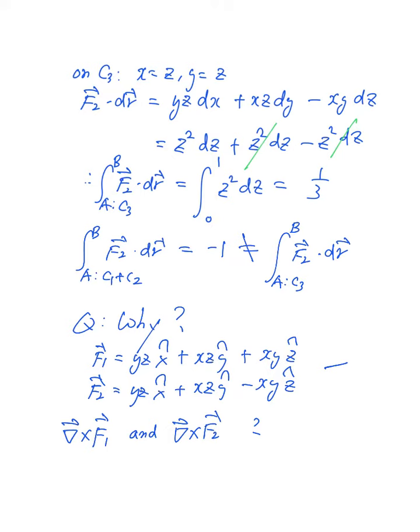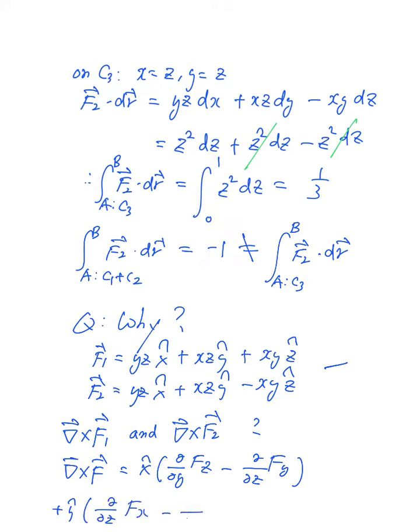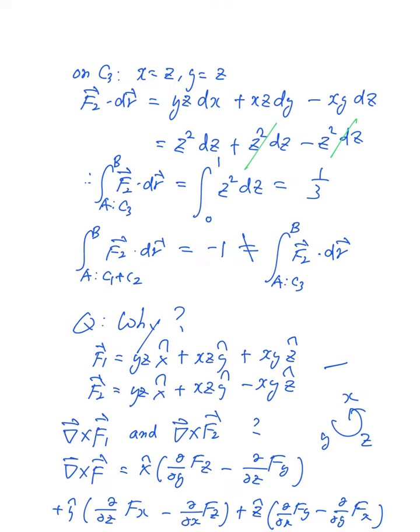Let's see. Does anybody remember the formula for curl? Curl F. You don't remember? We learned it last week. It's only one week. It's x component: partial y of F_z minus partial z of F_y. Plus y component: partial z of F_x minus partial x of F_z. Plus z component: partial x of F_y minus partial y of F_x. So xyz is always counterclockwise. You just put plus, minus, and then it's very easy to remember the formula for curl.